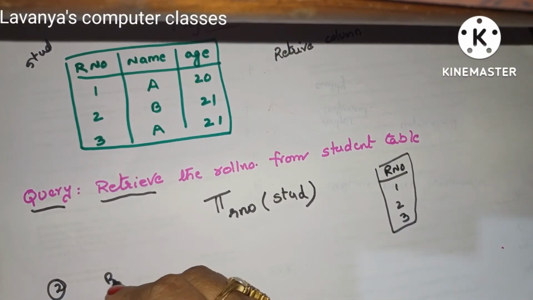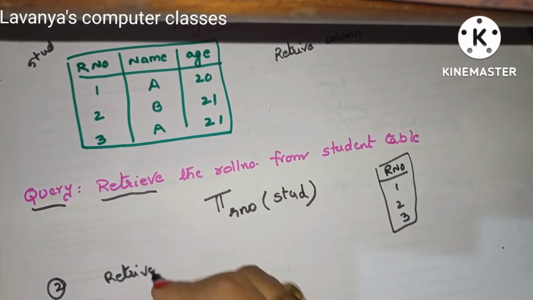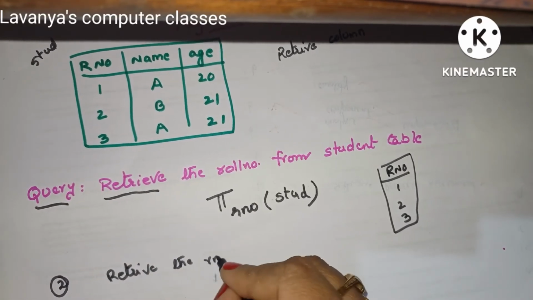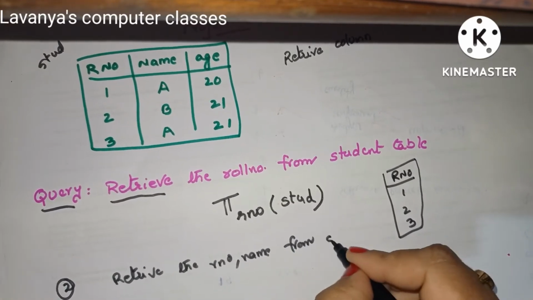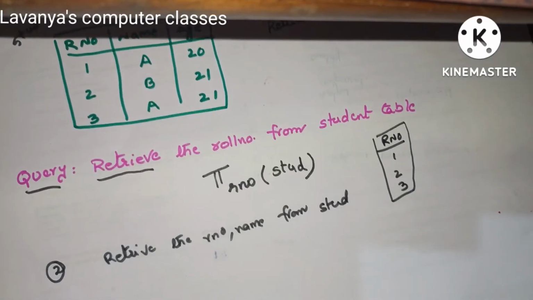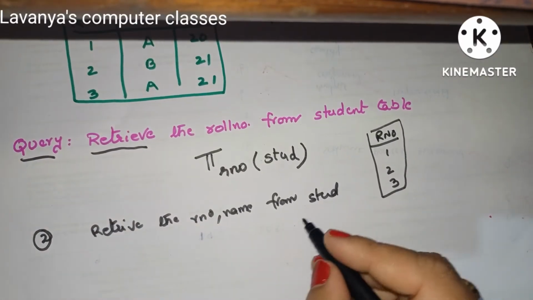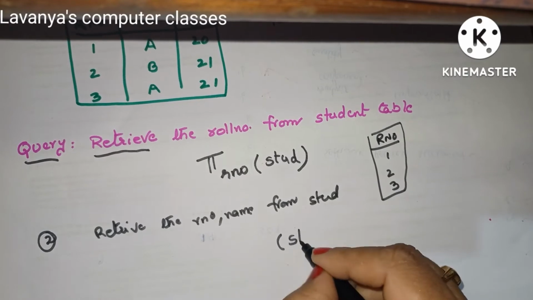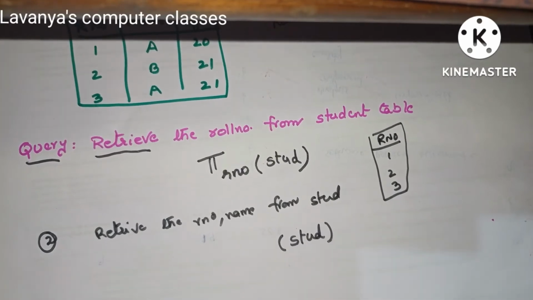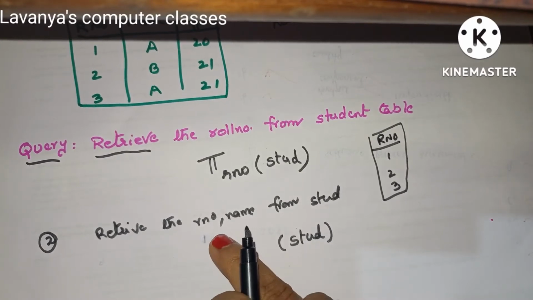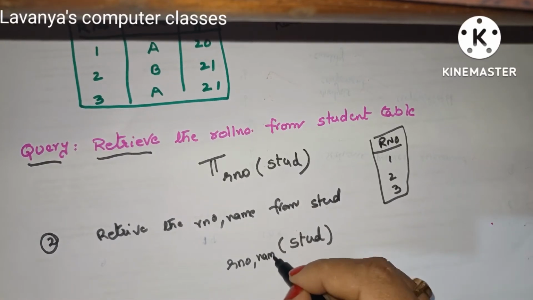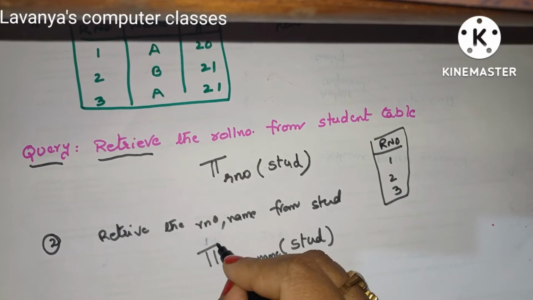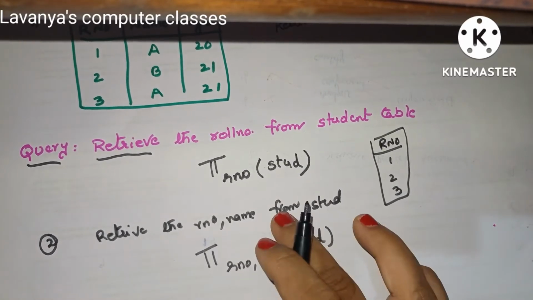Example two. Retrieve the roll number and also the name from the student table. First we write from which table we require the data. What is the name of the table? That is student. That is compulsory. Keep it in brackets. Then which fields, which columns we require. In this example, we need 2 columns: roll number, comma, name. These two we require to retrieve. The retrieve symbol is pi. So this is the query for this information.